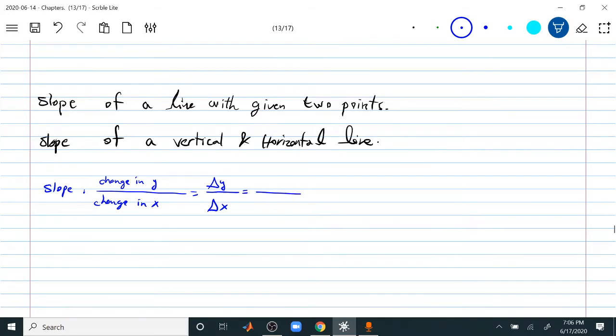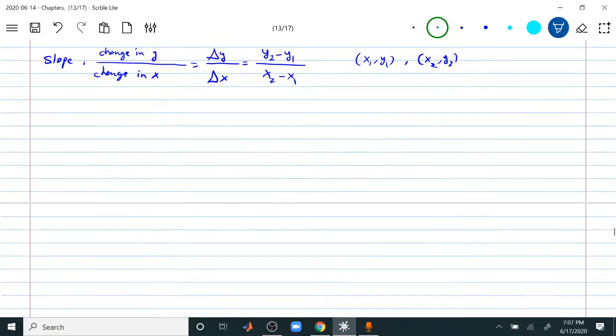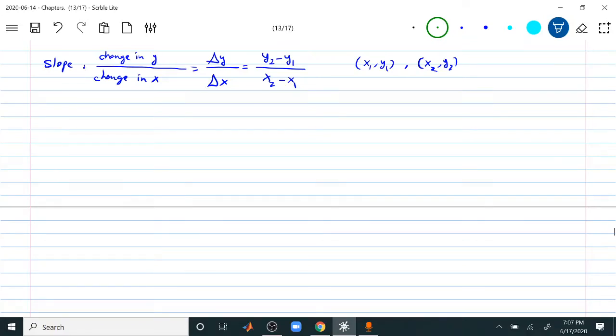Or if you have 2 points, it is y2 minus y1, the difference in their y values, divided by x2 minus x1, where x1 and y1 is a point, as well as x2 and y2. You have 2 different points. These are the coordinates of those 2 points. Here, let me show you an example. This is just a calculation. The example: find the slope of the line.